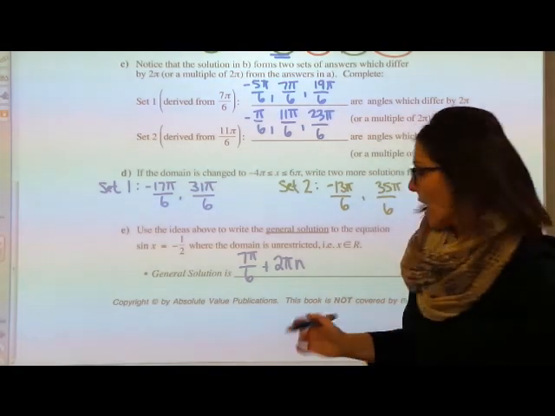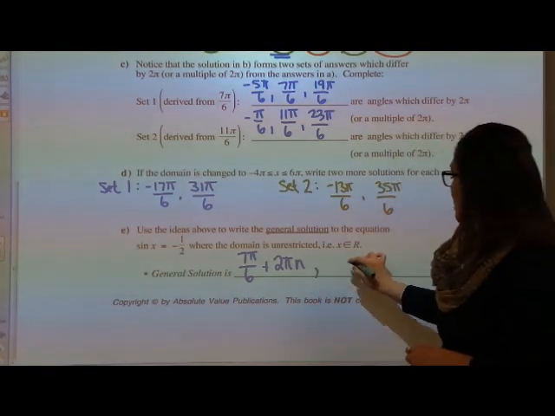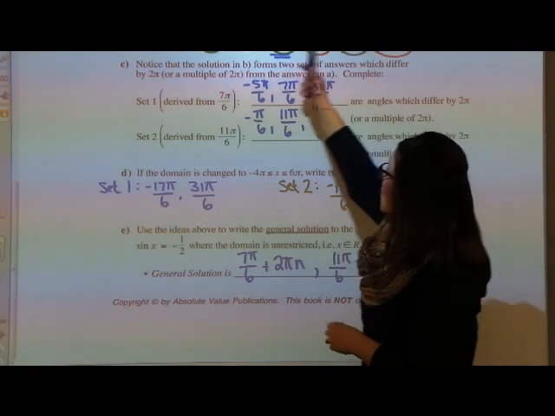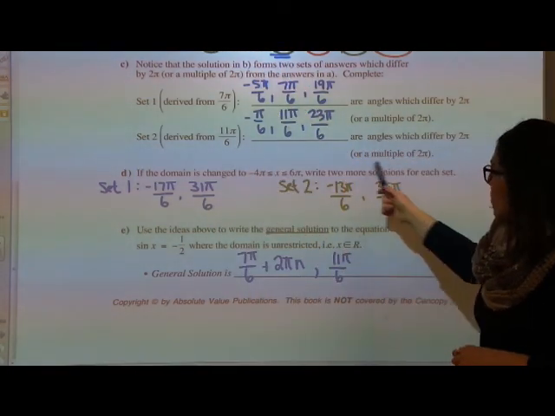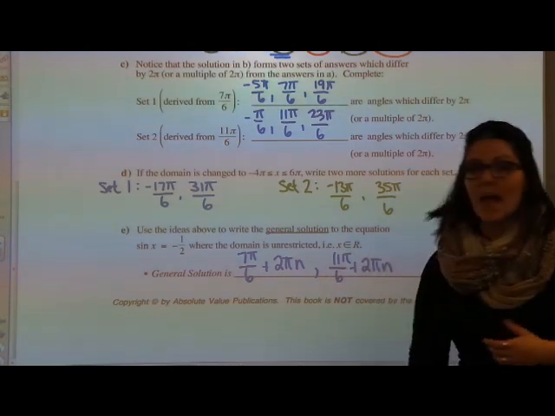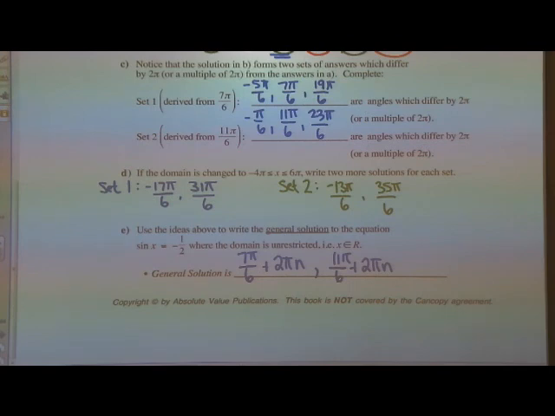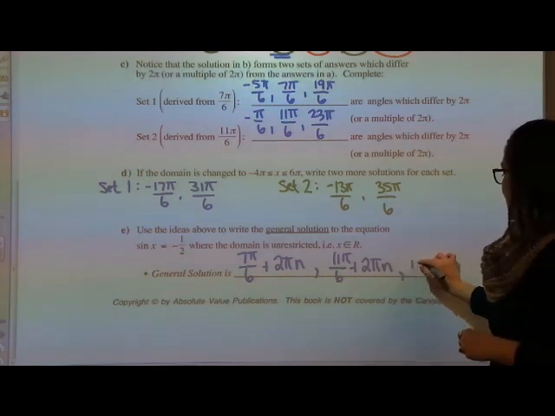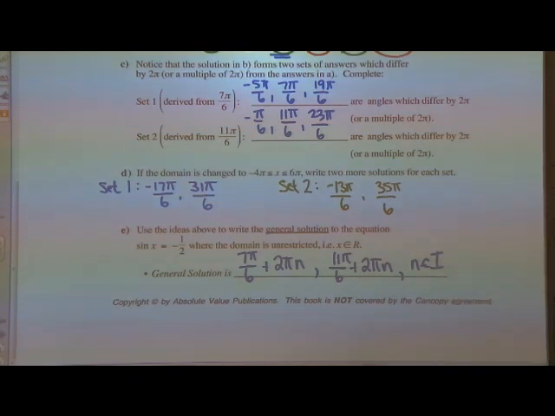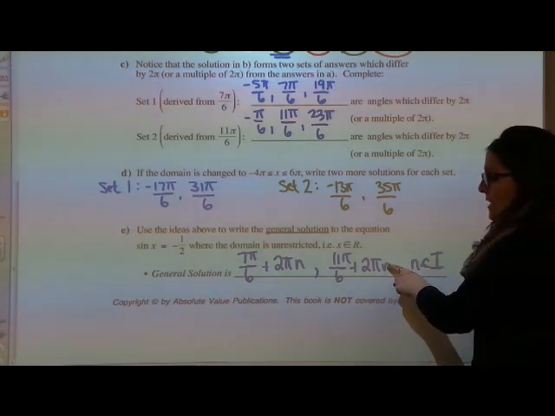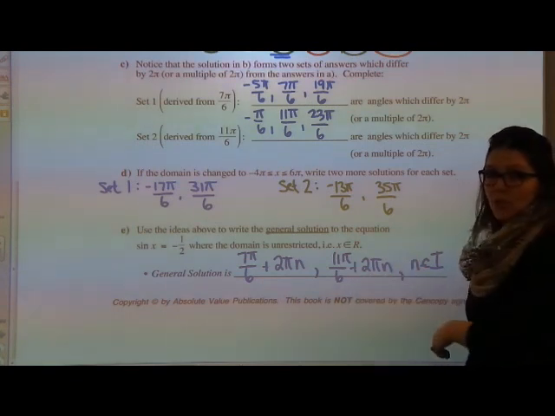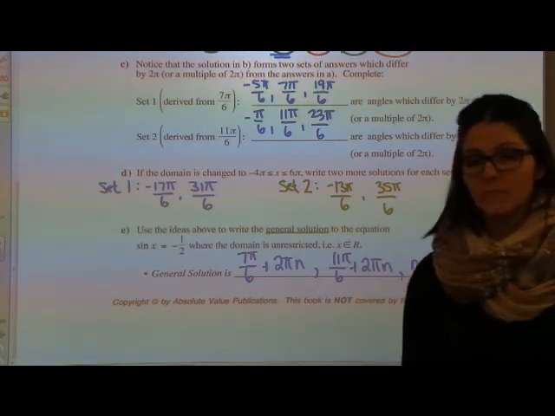And then I also have my other solution, which was the 11 pi over 6. And again, to get those ones that were in red, or the other examples that we got, I can take the 11 pi over 6 and add multiples of 2 pi. My condition is that n has to be an integer. So if n is equal to 1, then it's adding 2 pi. If n is equal to negative 1, it's subtracting 2 pi. If it's negative 2, it's subtracting 4 pi, and so on. Okay?